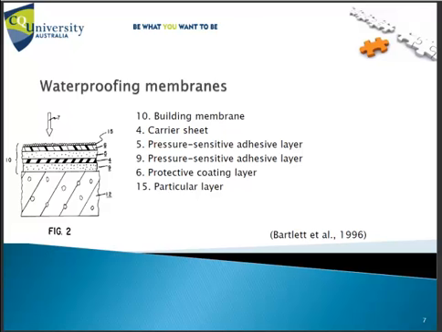In order to overcome the two problems, there is a new waterproofing membrane that has recently been developed. The building membrane is shown in this figure here. It is indicated by 10, and it has several layers with different functions. Number 4 is the carrier sheet, number 5 is a pressure sensitive adhesive layer, and number 9 is a pressure sensitive adhesive layer.